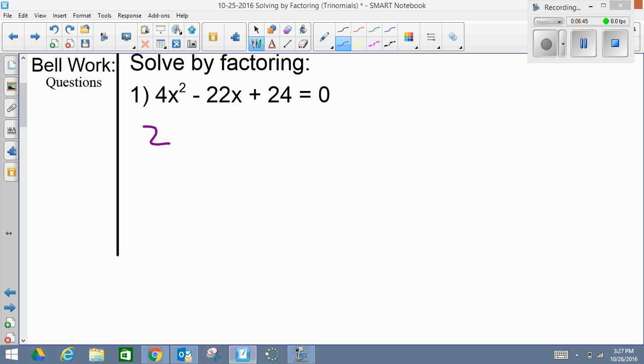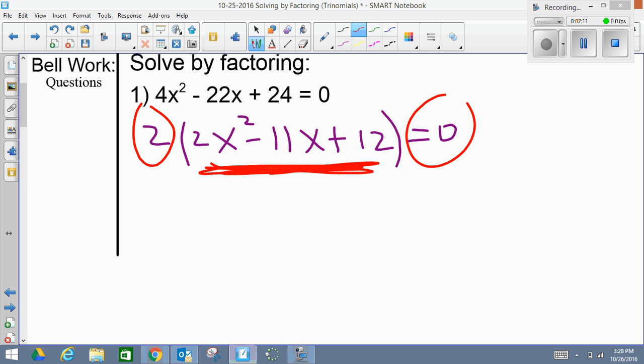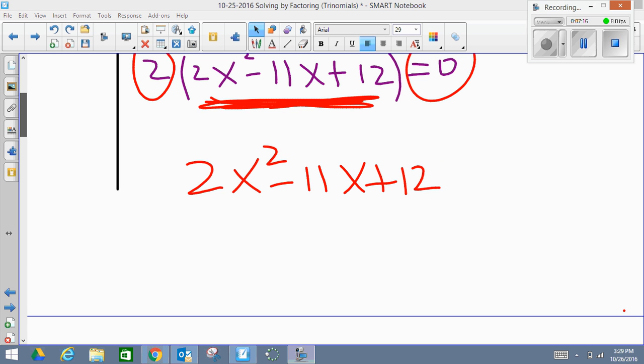2. The x is not common, so that's it. Inside, 2x squared minus 11x, the 22 divided by 2 is 11, plus 24 divided by 2 is 12, close parenthesis, equal to 0. Now, because I have a trinomial on the inside, I have to address that trinomial first. So I'm going to do this trinomial, and then I'll bring the 2, and then I'll bring the equal to 0. The first thing I want to do is factor the trinomial inside the parentheses, then at the end I'll bring the 0 and the 2.